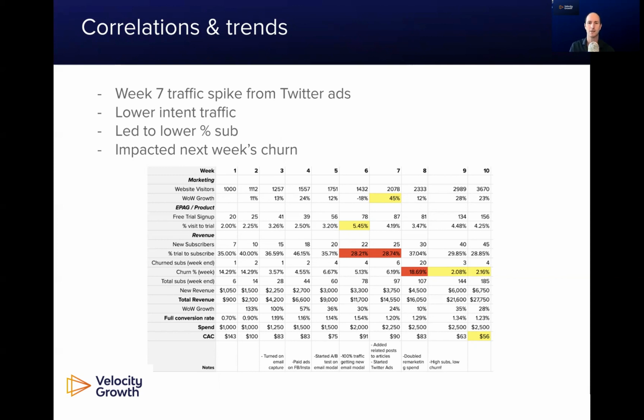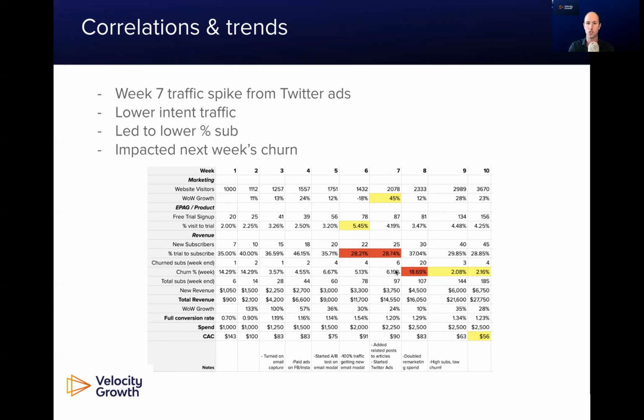So looking at week 7, we saw a 45% week over week growth. Well, what happened there? We added related posts to articles and we started Twitter advertising. Okay, well, in that same week, our trial to subscriber ratio dropped. We were averaging in the 40s, 35.71, and then we dropped to 28, stayed at 28 when we started doing Twitter ads. Like that's what you could probably correlate there.